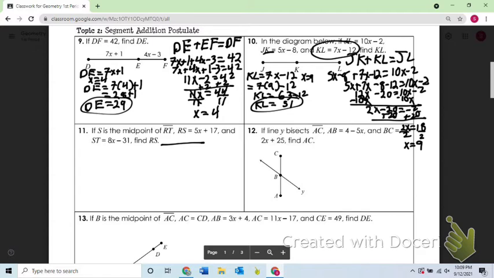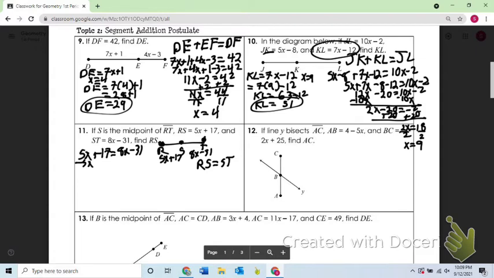If they don't give me a diagram, I just write my own. So here, S is the midpoint of RT. So we have R and T on the ends, S in the middle, which means that the distance from R to S is equal to the distance from S to T. I know that from R to S is 5x plus 17. I know that from S to T is 8x minus 31. I know that those lengths are equal, so I can set them up like this.